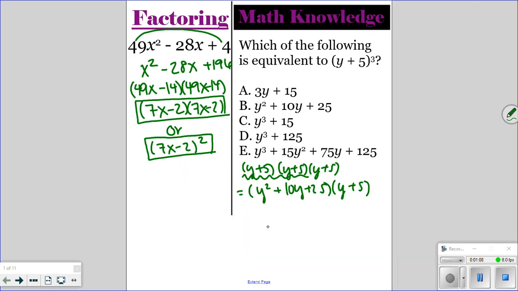From there, if you distribute, you're going to have y cubed plus 5y squared plus 10y squared plus 50y, and then plus 25y and plus 125. And if you combine your like terms, that's going to give you y cubed plus 15y squared plus 75y plus 125. So that would be your answer for that one.